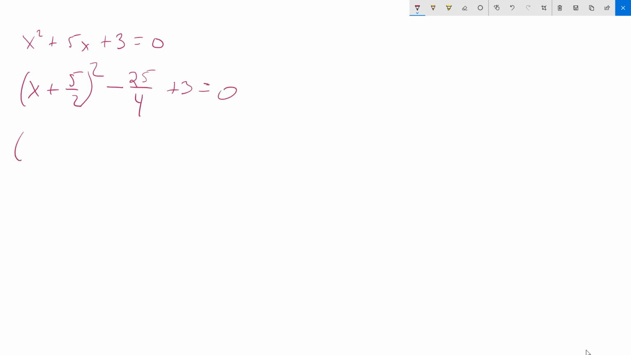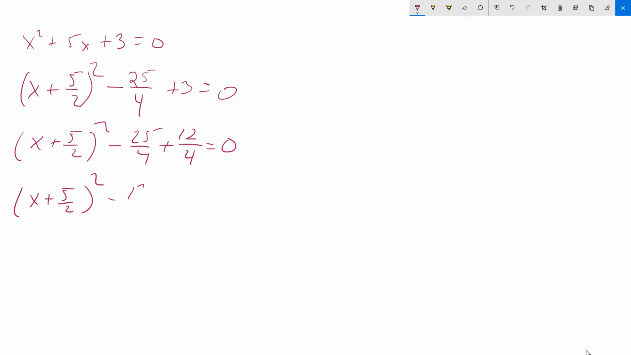After this, you gotta work out the fraction here. So it's going to be x plus 5 halves squared minus 25 fourths. We write that 3 so there's a 4 in the bottom. So in other words, it's going to become this quantity right here. Take a look: 12 over 4, because 12 divided by 4 gives back 3. And then set equal to 0 the entire time. Now, negative 25 plus 12 will give you negative 13 over 4, equal to 0 still.